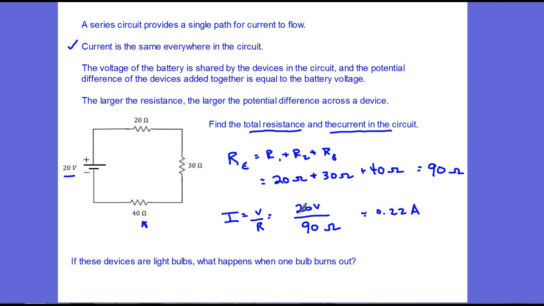If these are light bulbs, what happens when one burns out? Well, if one burns out, what happens is the filament, which is that little resistor part, actually breaks. And so you would have a break in the circuit and current couldn't flow. So if one light bulb burns out, they all burn out in a series circuit.